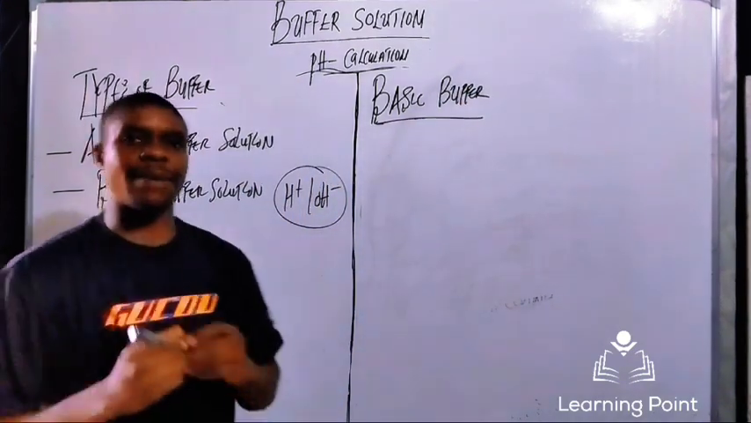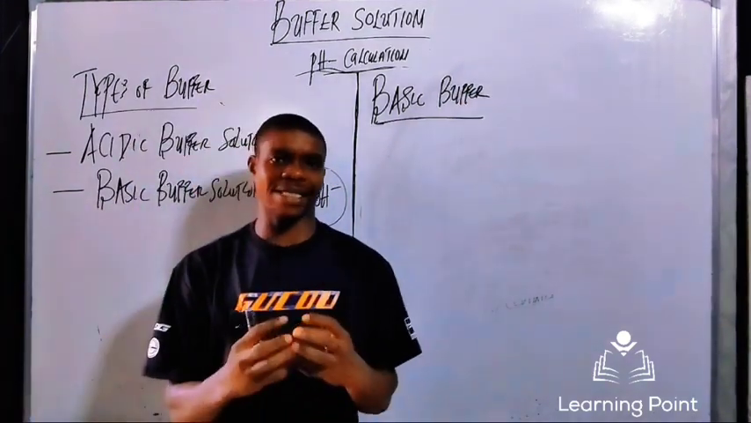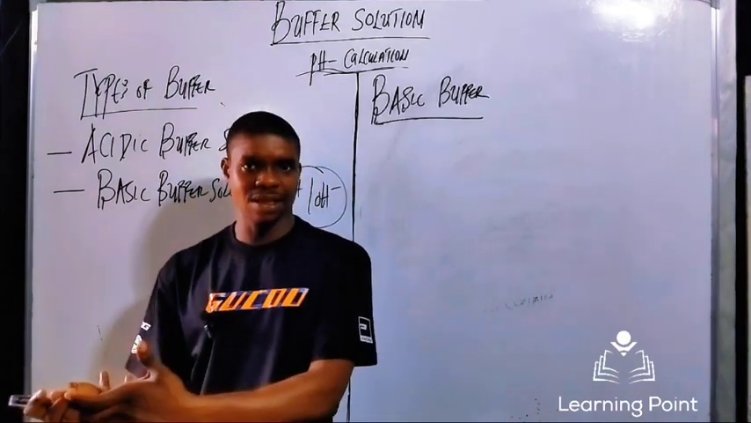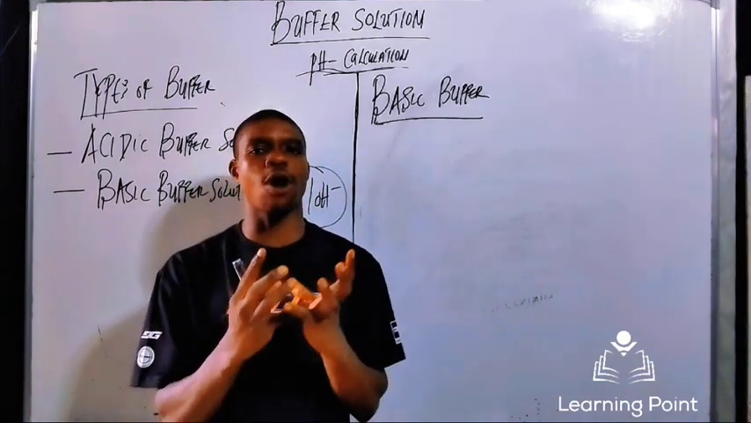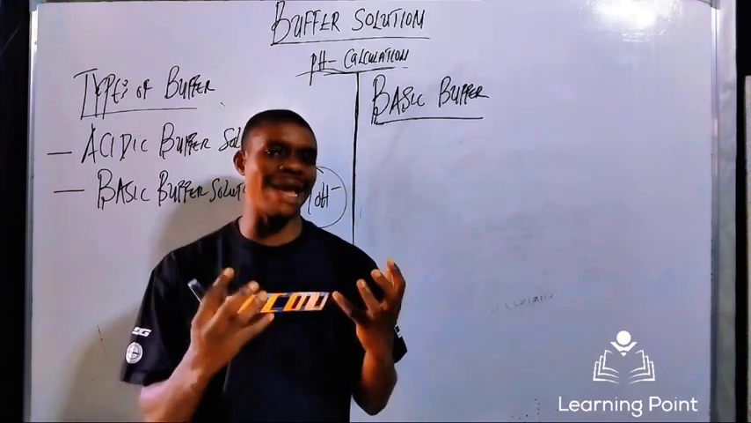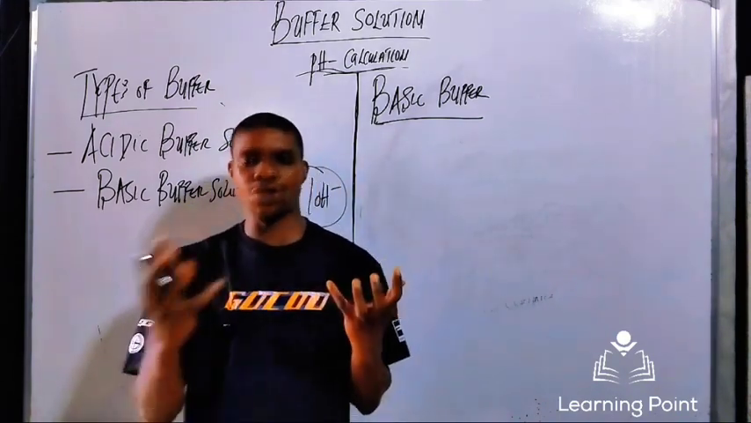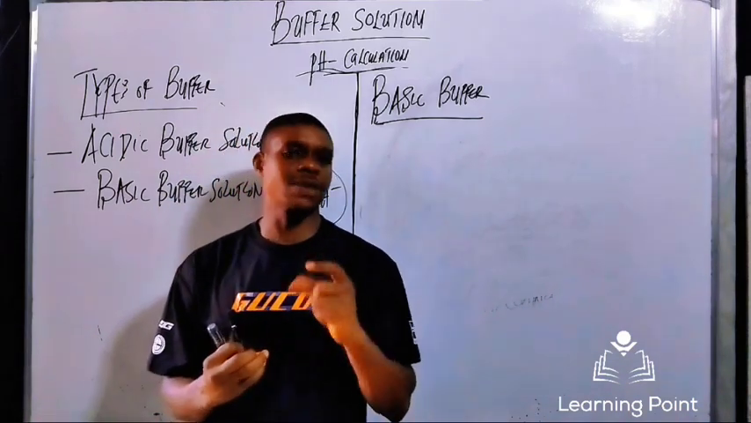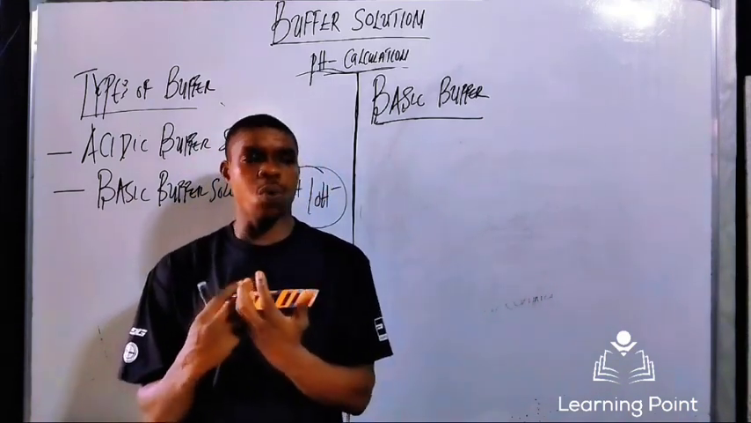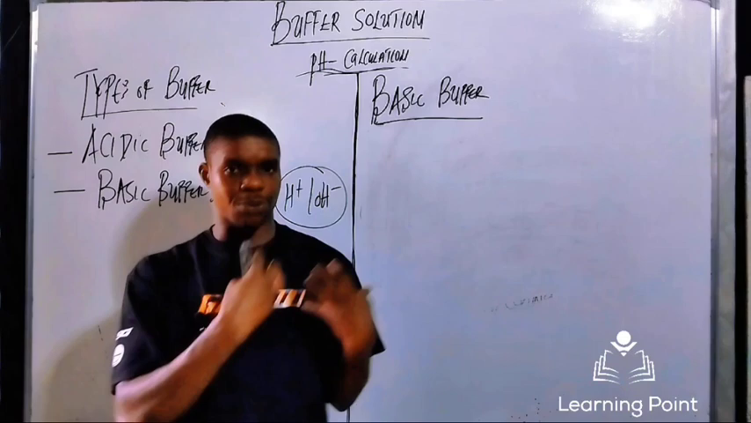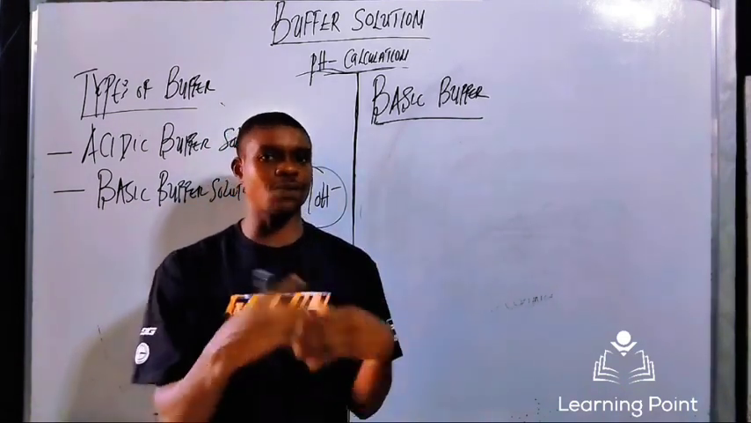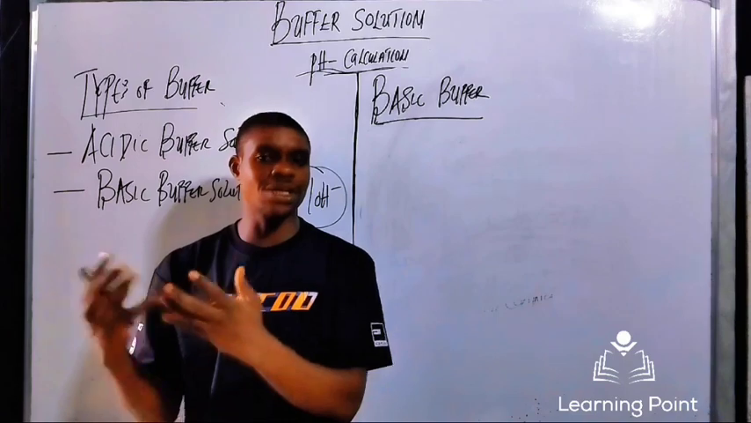Now, what do you understand by a basic buffer? A basic buffer is a weak base and its conjugate acid. A buffer solution is formed when you combine a weak base and its conjugate salt or conjugate acid. Remember, in proton theory, when a base accepts a proton, it forms a conjugate acid. So that conjugate acid here can also become a conjugate salt.